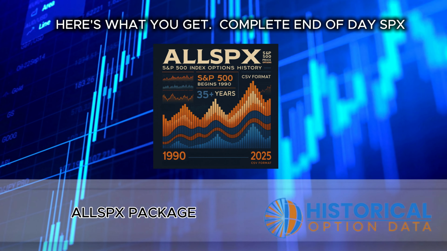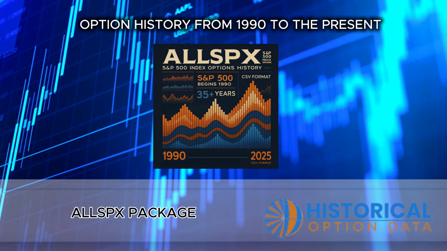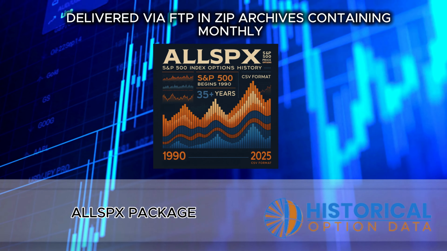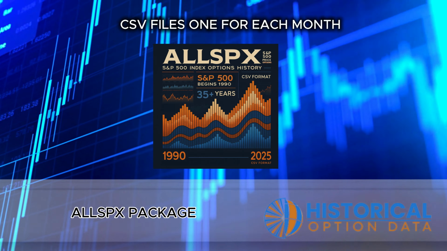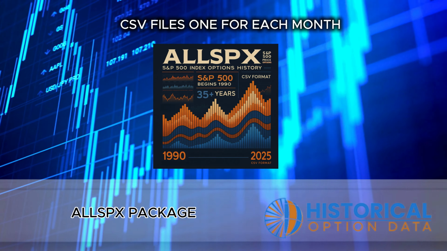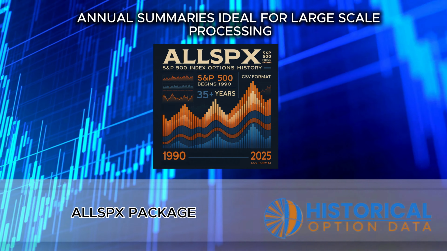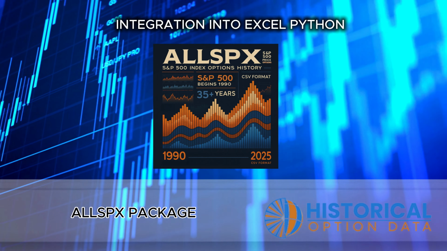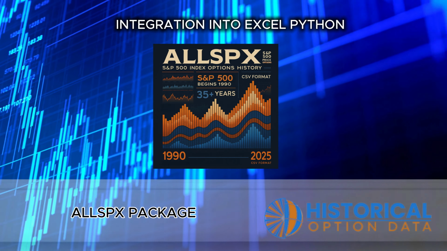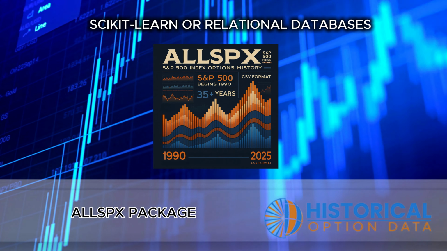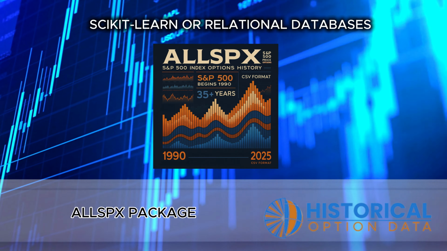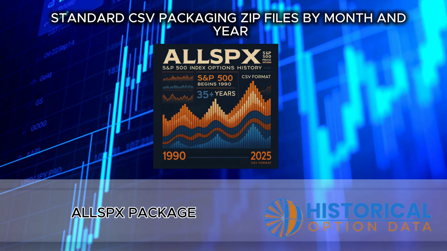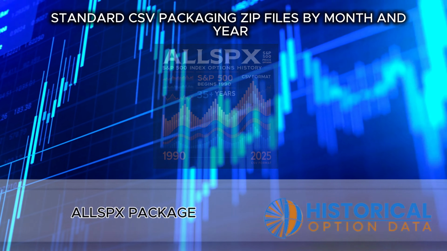Complete end-of-day SPX option history from 1990 to the present. Delivered via FTP in zip archives containing monthly CSV files, one for each month. Annual summaries, ideal for large-scale processing. Everything is formatted for seamless integration into Excel, Python, R, TensorFlow, scikit-learn, or relational databases. File format: standard CSV. Packaging: zip files by month and year.